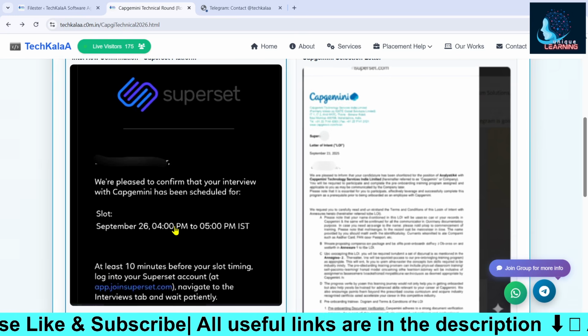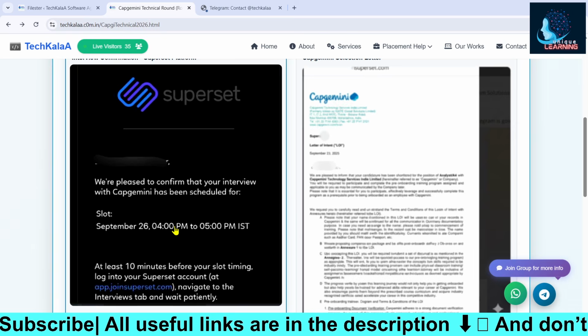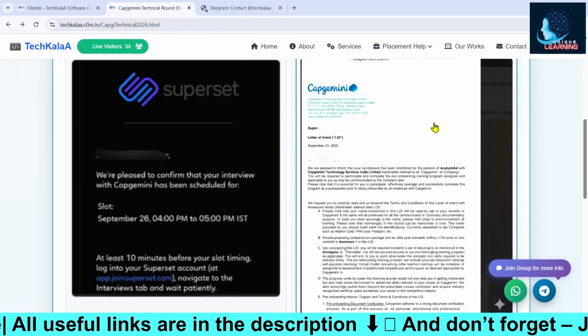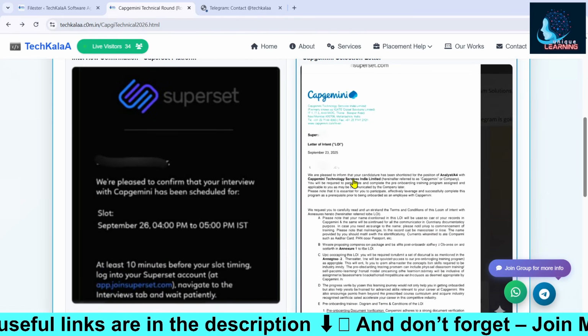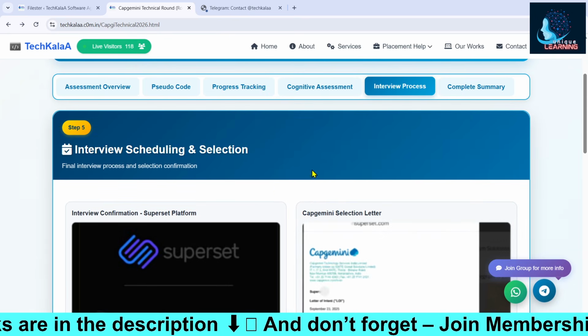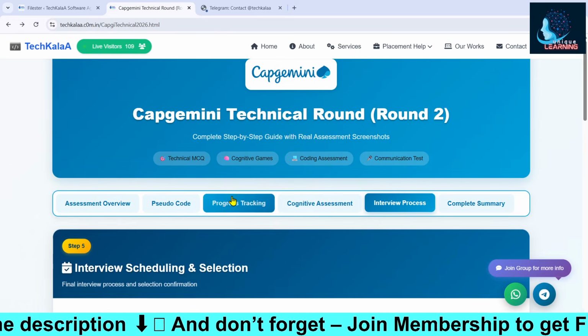He shared it with us, and if you qualify the interview, you will be having the official offer letter of Capgemini like this. "We are pleased to inform you that the candidate has been shortlisted for the position of this." So this is the full process of the technical round and interview process.